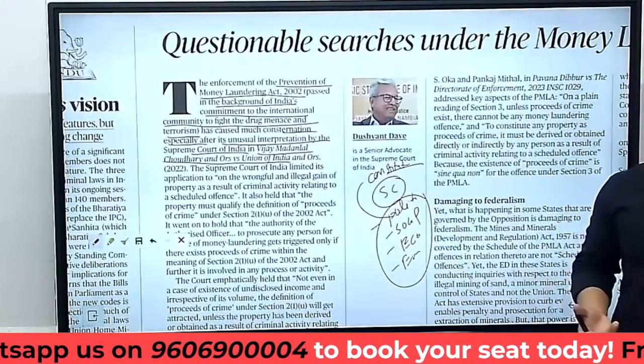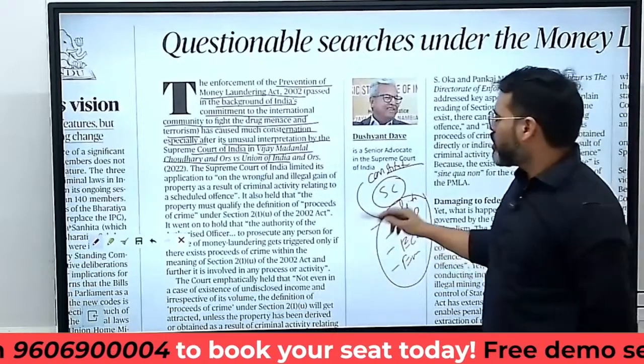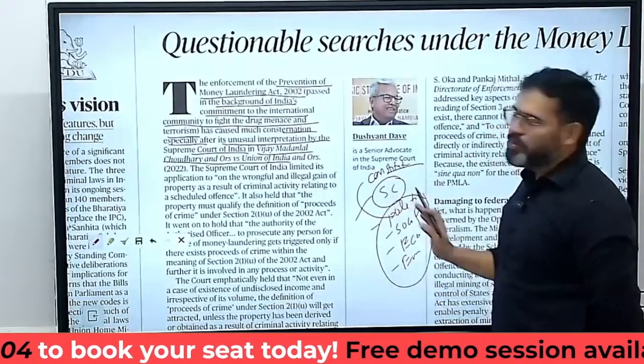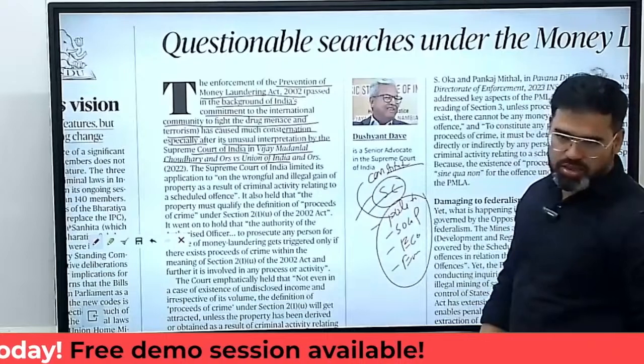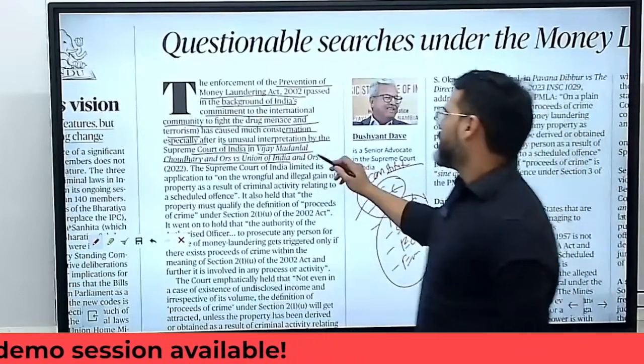This is important for the UPSC. So wherever the Supreme Court's important judgments are there, they are important for UPSC. So always focus on Supreme Court judgments. So this actually talks about these things only.